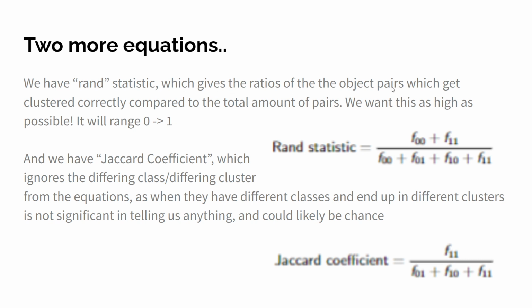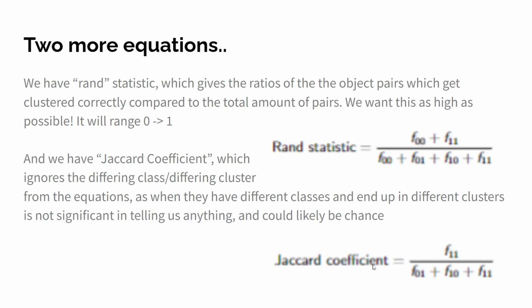So this gives the ratio of the object pairs which get clustered correctly compared to the total amount of pairs, and we want this as high as possible, because the higher we get it, a higher ratio of the pairs got classified correctly.